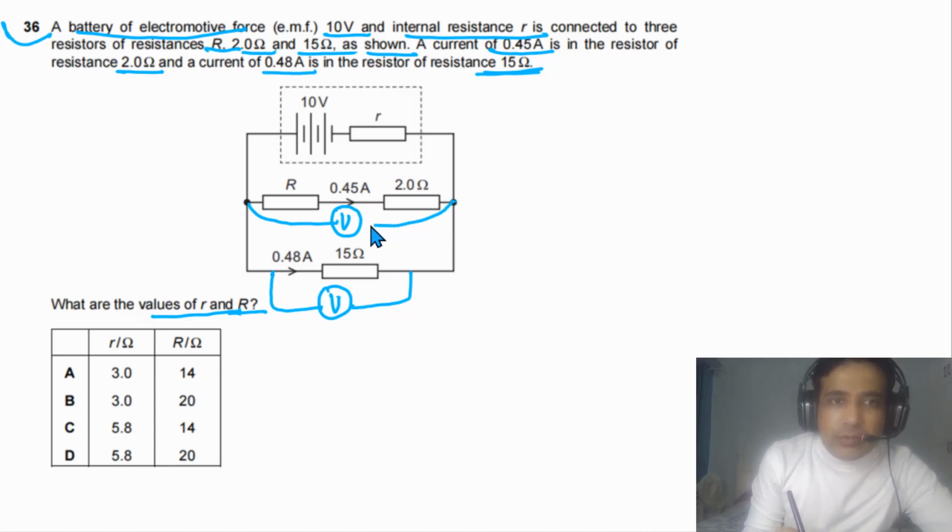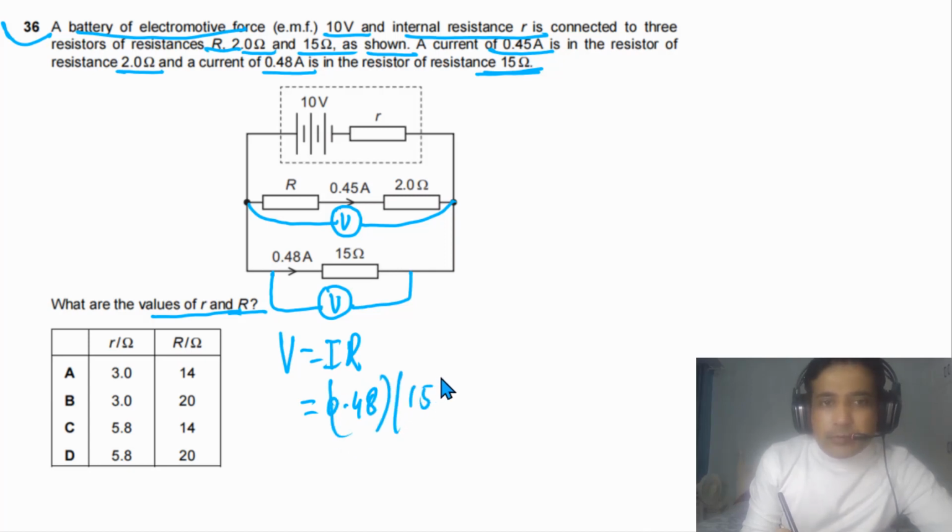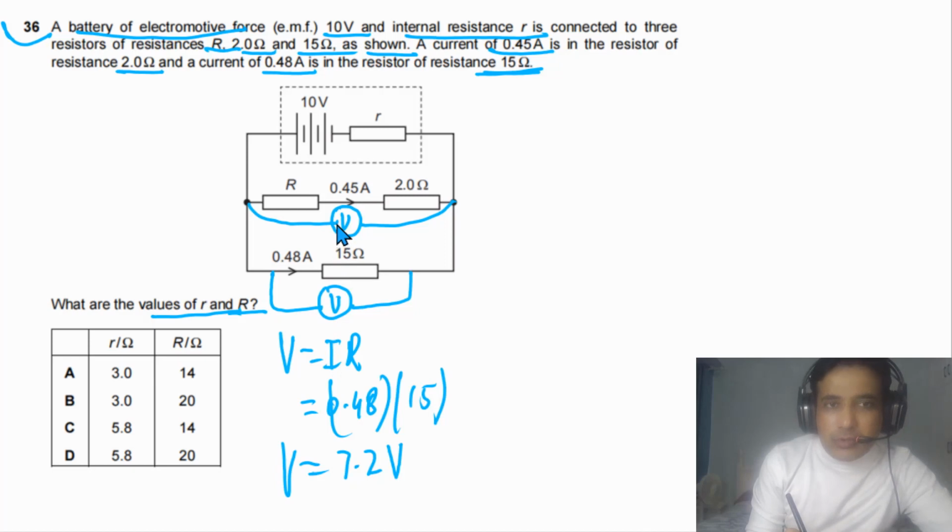So PD across these two branches is the same. We can calculate the value of this V. V will be equal to I times capital R. So the I we have in this case is 0.48 amps and the value of resistance is 15. Now if we multiply this, we will get V is equal to 7.2 volts. So this is the PD across this.